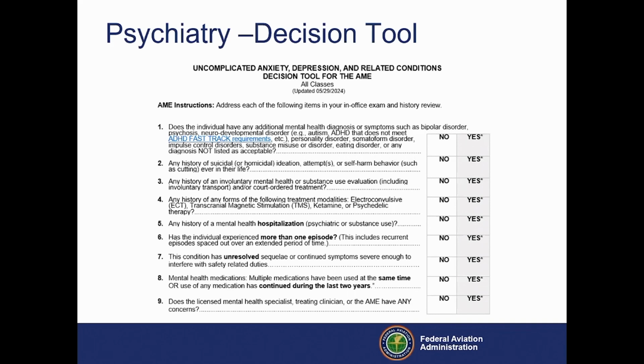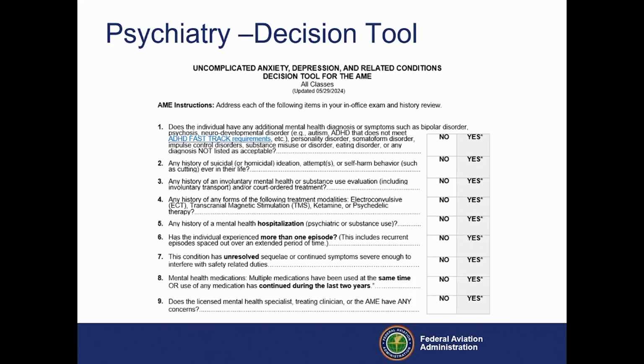Of course, things like suicidality, homicidality, involuntary evaluation, psychiatric hospitalization, other treatment modalities that you get on history, they've been to TMS or had ECT, those kinds of things, you'd have to defer. Number 6, if you have any suspicion that they've had more than one episode of symptoms in their life, whether it's spaced out over a period of time or just more than once, that would be an indication to defer.